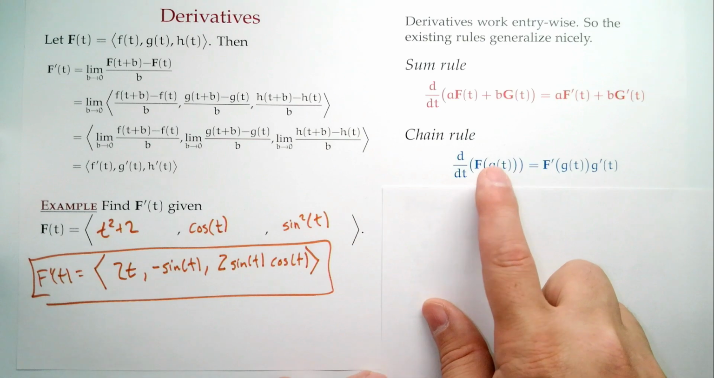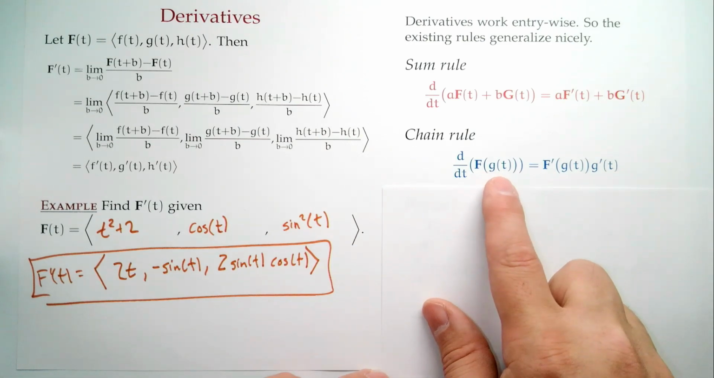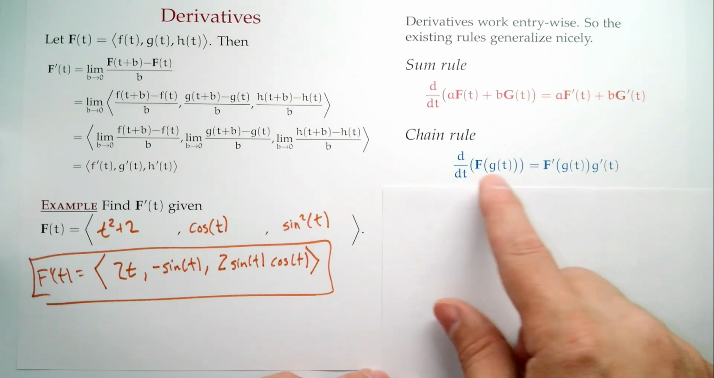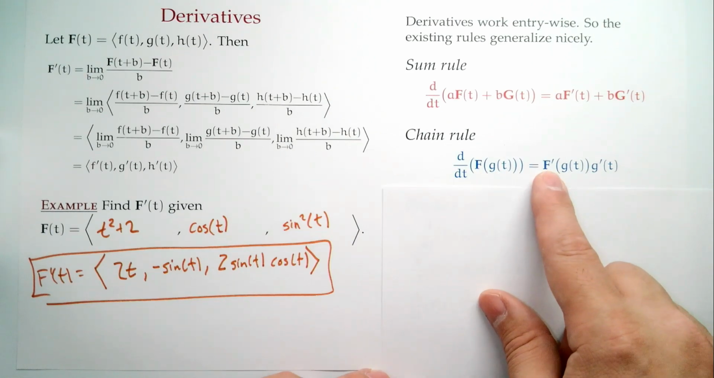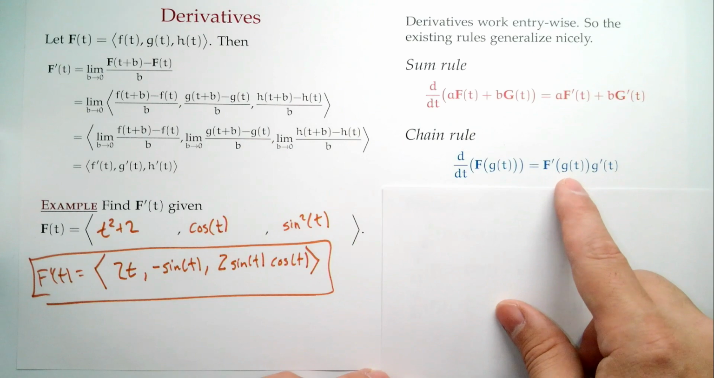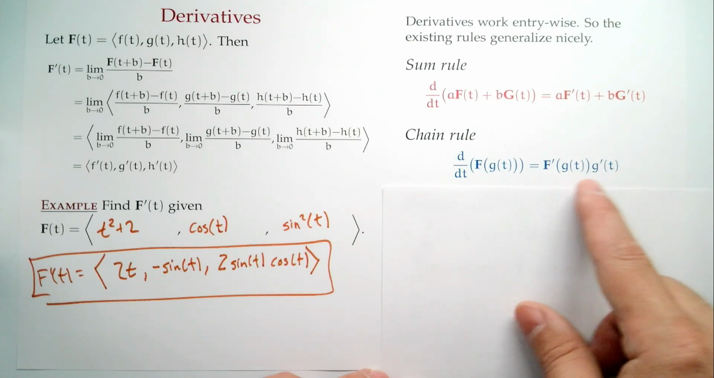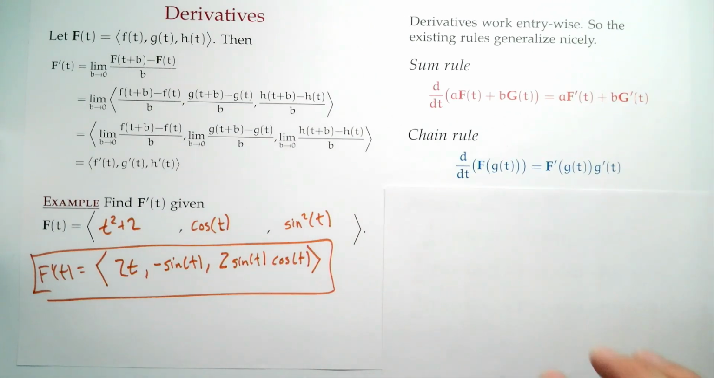So if I have capital F of g of t, what happens? Well, take the derivative of the outside, so it's the vector valued function, F prime, of g of t, and then you multiply it by g prime of t. Now, how does it work? Well, it works entry-wise. And these rules are pretty easy to check entry by entry. All right, what's the other type of rule that we usually like to talk about?